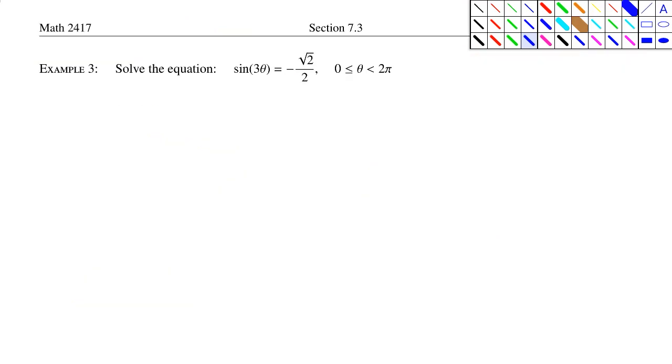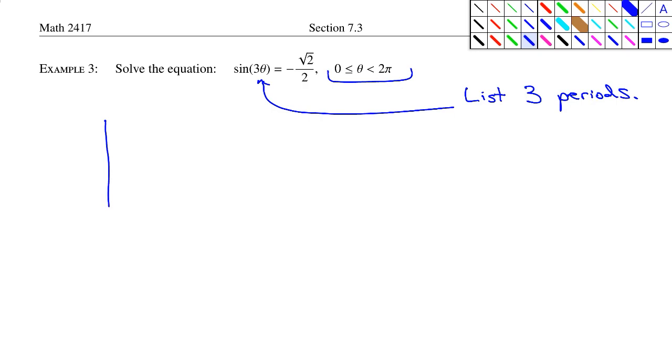Example 3, solve the equation. Sine of 3 theta is equal to negative root 2 over 2 on the domain from 0 to 2 pi. So in this case, it's a little bit different because the inside is not just theta, it's 3 theta. Anytime you have a multiple of the theta, you want to list that many periods of the function in order to solve. So what we want to do here is we want to list 3 periods to help us solve this problem.